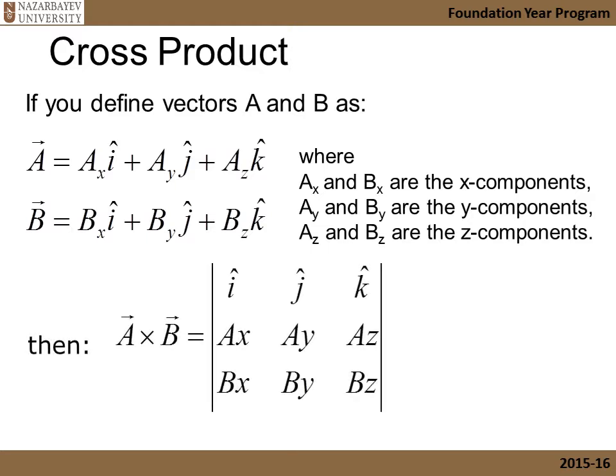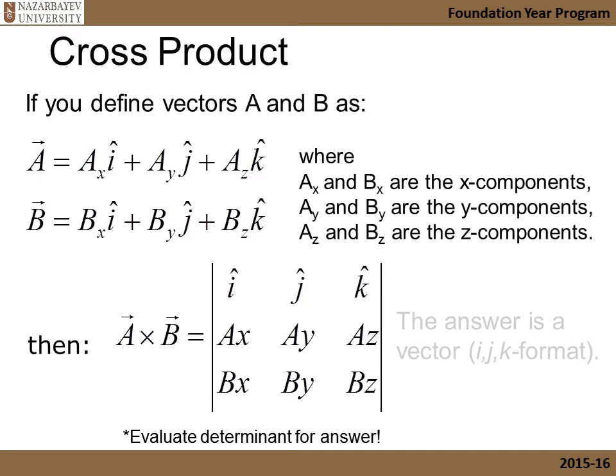We can calculate our cross product using this expression, where we have the determinant, and the elements of our determinant are i, j, k, ax, ay, az, and bx, by, bz. The result of our cross product will be a vector, so the answer will be in vector format using the unit vectors i, j, and k.